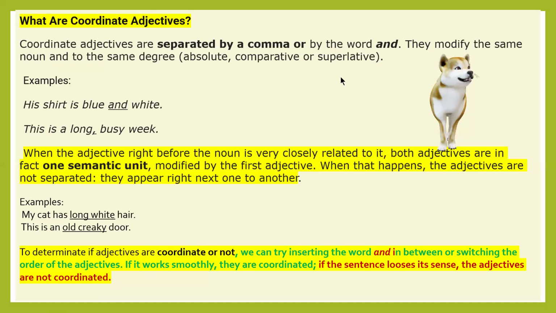His shirt is blue and white. So in this sentence, we are describing the shirt. So blue and white, two adjectives, function as coordinate adjectives. We have separated the two adjectives by the word and: blue and white.